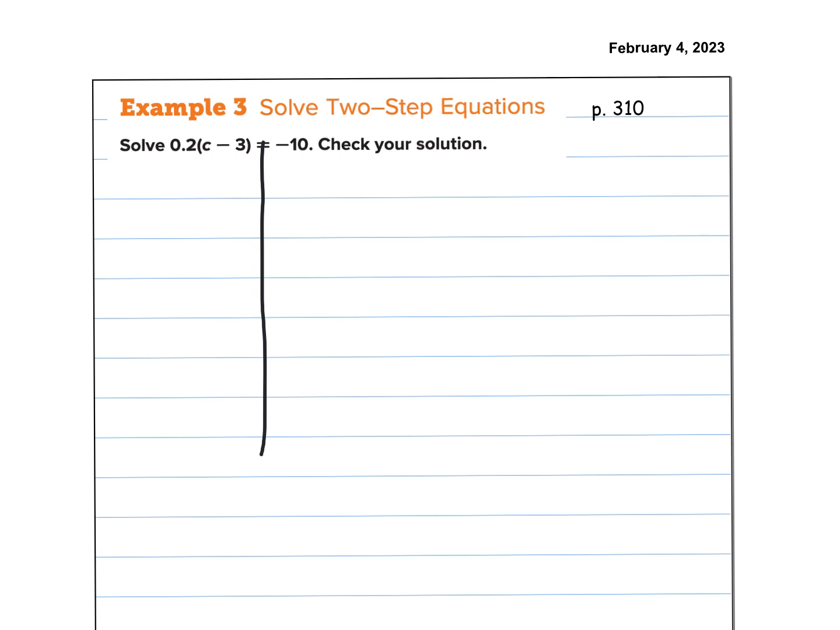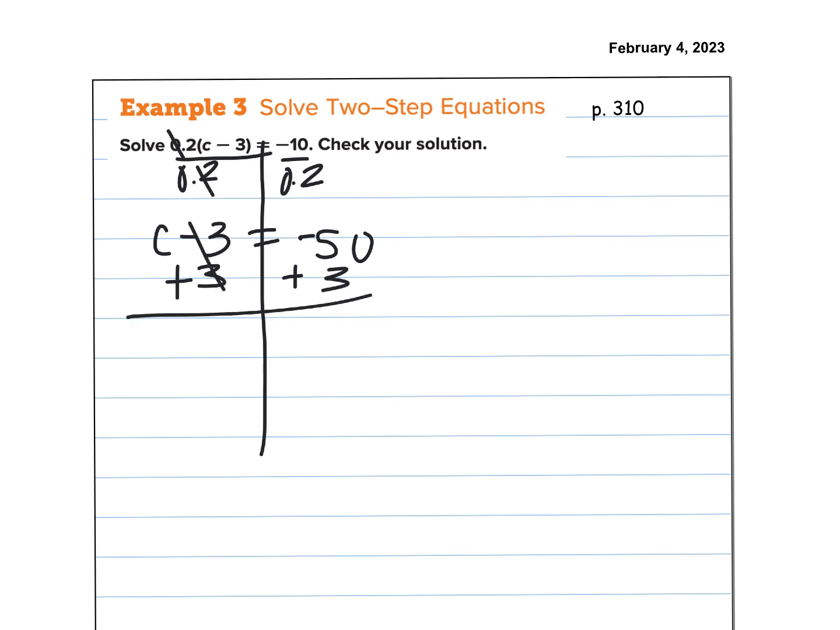Okay, way number one is you can divide this whole thing by 0.2, and we talked about this yesterday. The 0.2's will cancel, and then I'll be just left with c minus 3 equals, I'll have to do 10 divided by 0.2. I get negative 50. And then my last step would be to add 3 to both sides. So I get c equals negative 47. Okay, that would be the first way to do it.